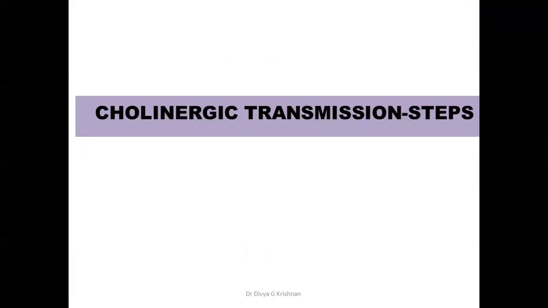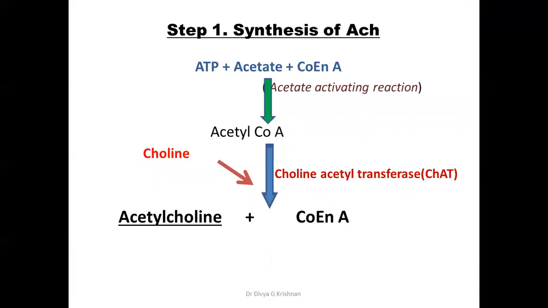Now we can look into the steps of cholinergic transmission. So the first step is the synthesis of the neurotransmitter. I told you the neurotransmitter involved in cholinergic transmission is acetylcholine. So the first step is the synthesis of acetylcholine. So how is it synthesized? It is synthesized by the following steps. Choline is the raw material which is required for synthesis of acetylcholine.